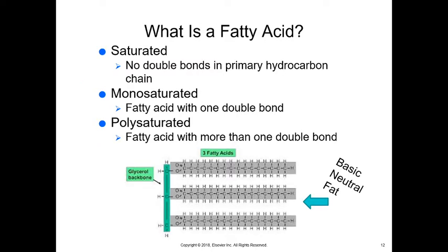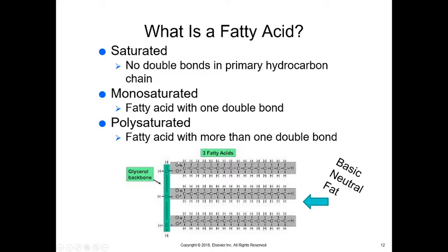So what is a fatty acid? Well, there are a couple of different types of fatty acid. There are saturated, monosaturated, and polysaturated fatty acids, and then there are unsaturated fatty acids. A saturated fatty acid means there are no double bonds in the primary hydrocarbon chain.